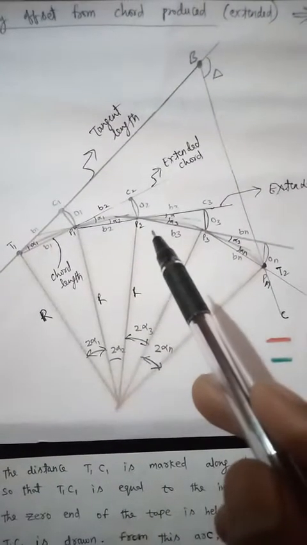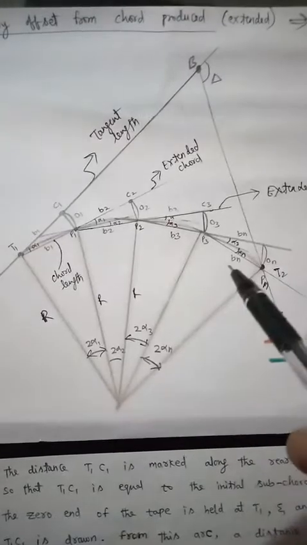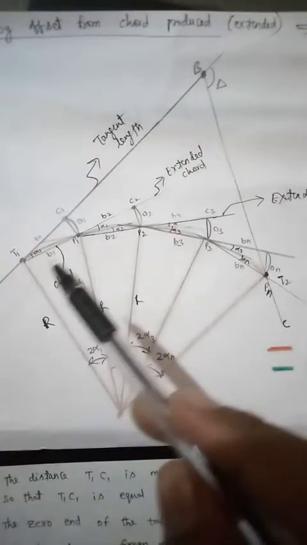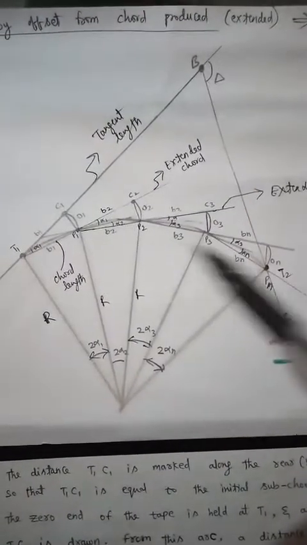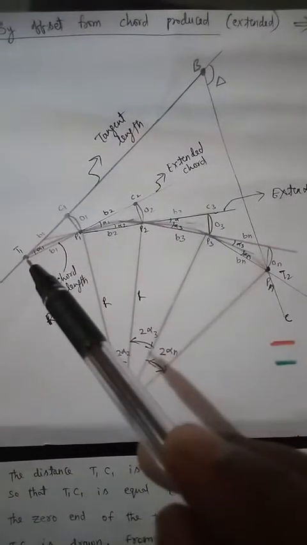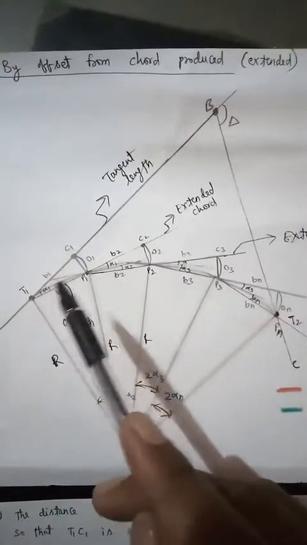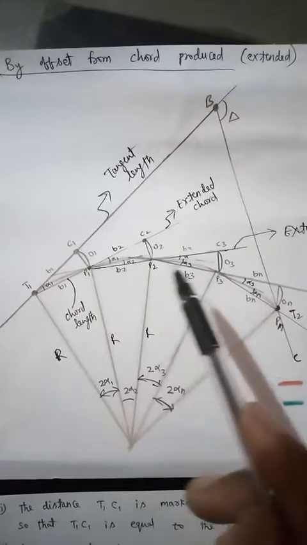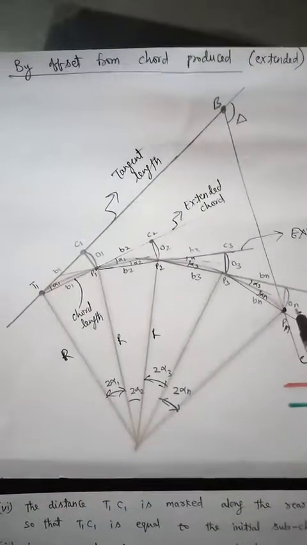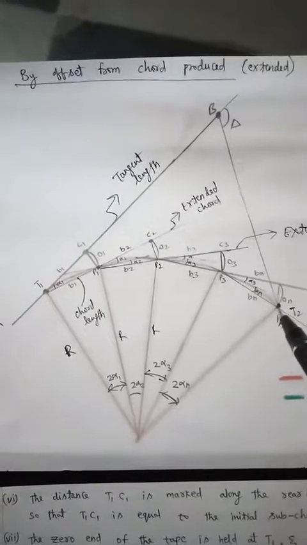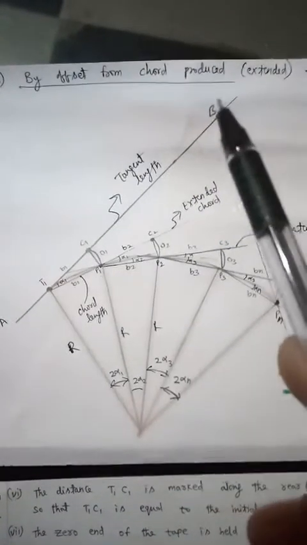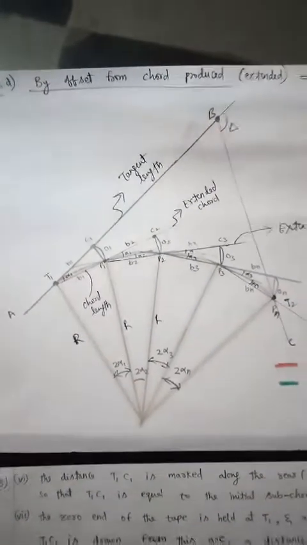This is the normal chords. Okay, this is the final chord. Okay, the points T1, P1, P2, P3 and Pn, making a smooth curve from these points like this, so that we will get one simple curve. So this is the process of offset from chord produced.